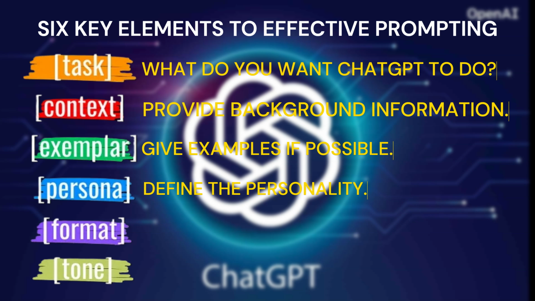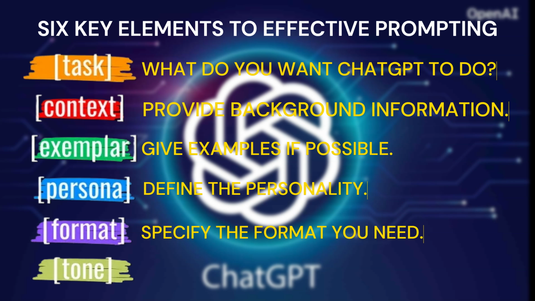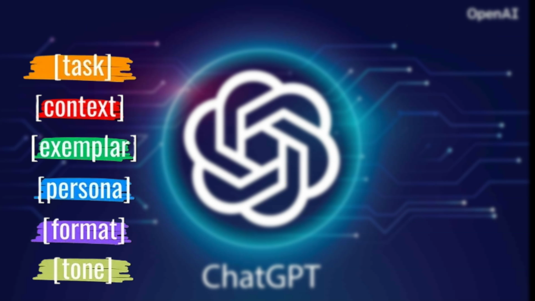Number 4, persona. Define the tone or personality you want the AI to adopt. Do you want the AI to talk like a cowboy or a secret agent? Number 5, format. Specify the format you need, whether it's a list, paragraph, or a script. And number 6, tone. Set the tone, whether it's professional, casual, or something in between. By including these elements, we can use ChatGPT to get precise, tailored responses for programming help, language learning, writing, business development, travel, and the list goes on.